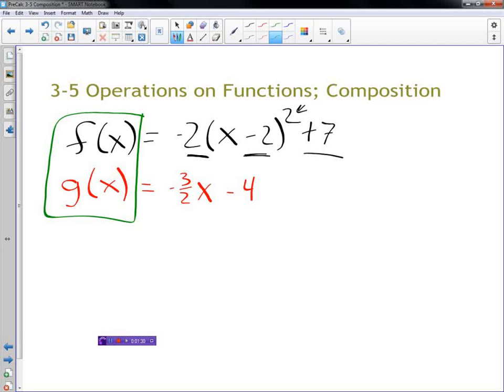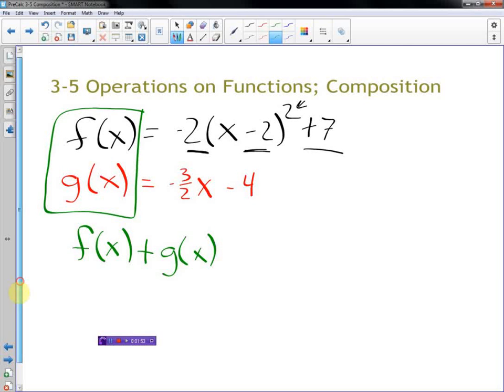Like, what if I wanted to say f of x, and I wanted to add a g of x. So now we got two functions and they're added together. It's almost like elimination.